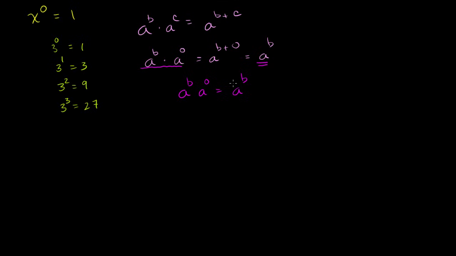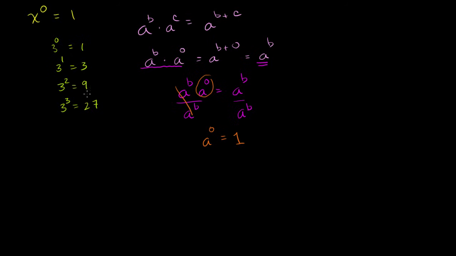If you divide both sides by a to the b, what do you get? The left-hand side, you're left with just a to the 0, right? These cancel out. A to the 0 is equal to 1. And you could use a similar argument in pretty much all of the exponent properties, that we need anything to the 0th power to be equal to 1.